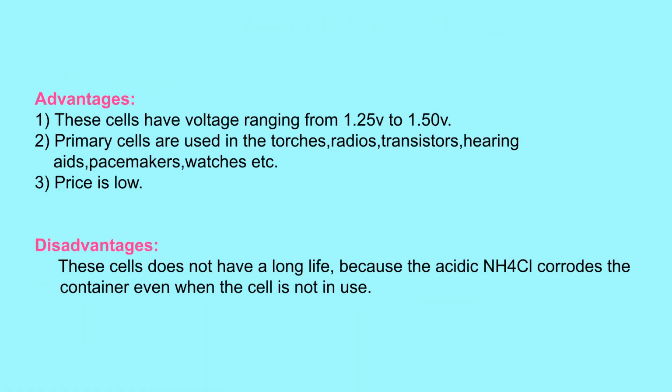Advantages of these cells include a voltage range of 1.25 volts to 1.50 volts, low cost, and common use in torches, radios, and pacemakers. However, a major disadvantage is their short life due to the acidic electrolyte corroding the container, even when not in use.